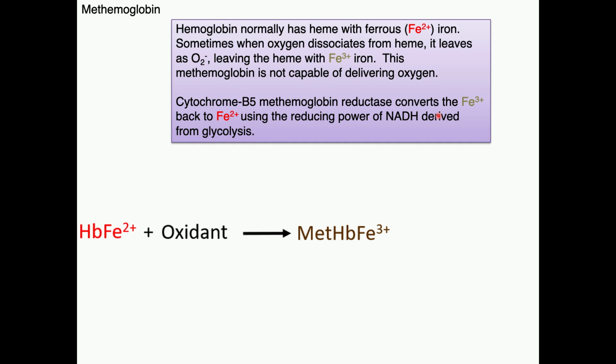Now, methemoglobin is not only observed in people with glucose 6-phosphate dehydrogenase deficiency. Any kind of a big oxidative stress event can cause the development of methemoglobin, and if you get a lot of methemoglobin around, then the patient will become quite hypoxic because that methemoglobin can't deliver oxygen around.